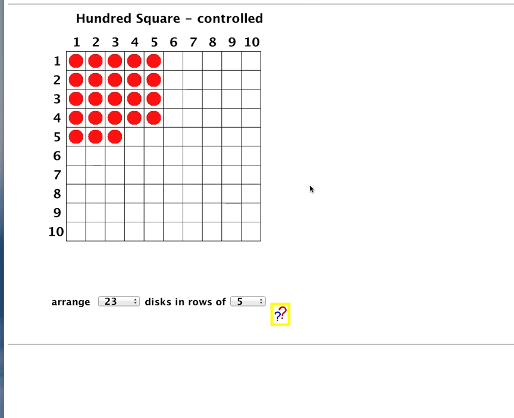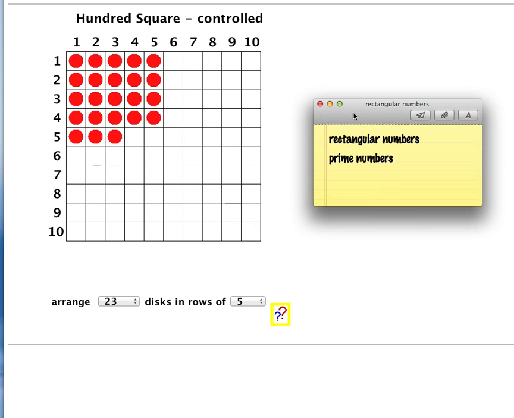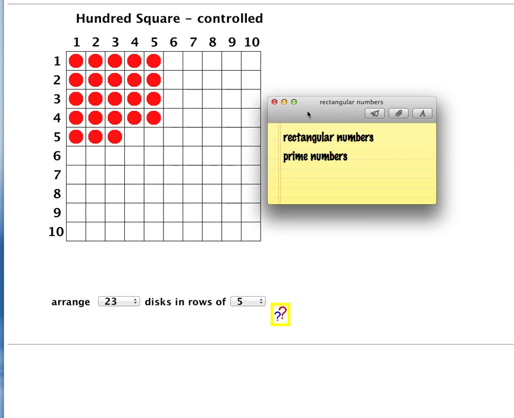Now I'll use this applet to explore 2 special sets of numbers: rectangular numbers and prime numbers. Basically, each of the counting numbers from 2 up to as far as you want to go is either rectangular or prime. Let's look at some examples.